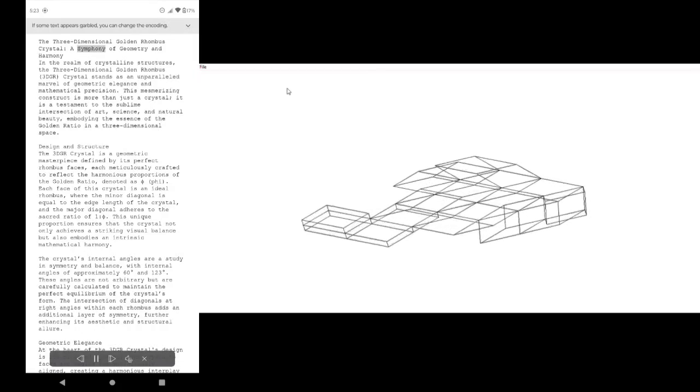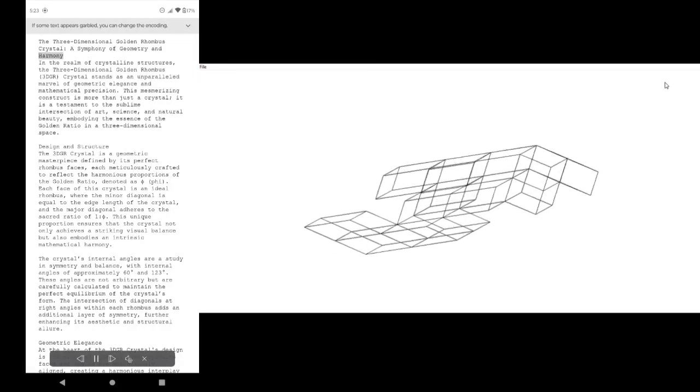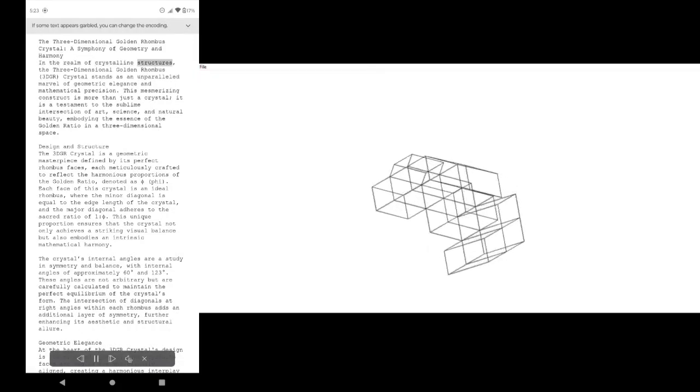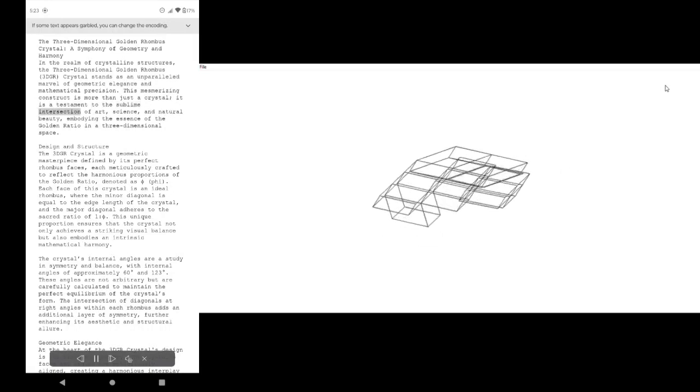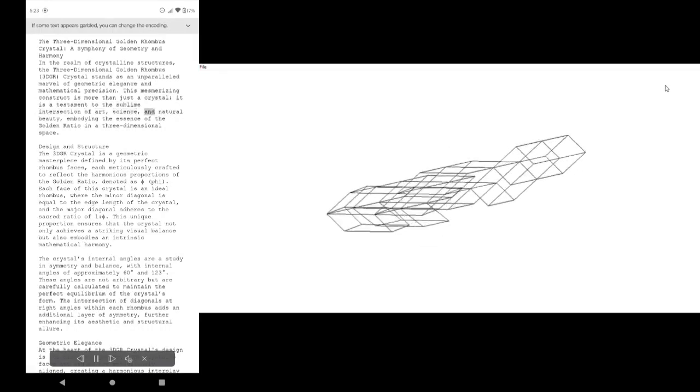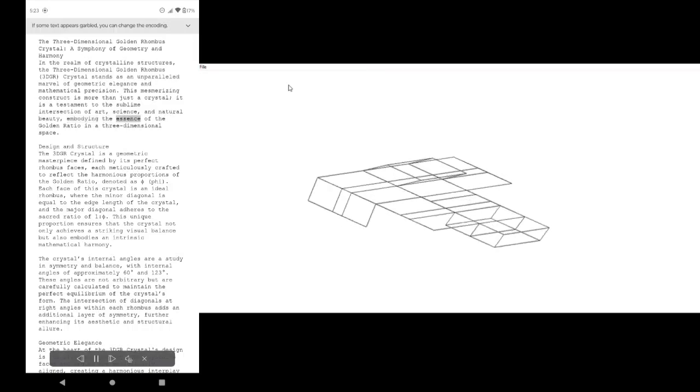The three-dimensional golden rhombus crystal, a symphony of geometry and harmony. In the realm of crystalline structures, the three-dimensional golden rhombus, 3D-GR crystal stands as an unparalleled marvel of geometric elegance and mathematical precision. This mesmerizing construct is more than just a crystal, it is a testament to the sublime intersection of art, science, and natural beauty, embodying the essence of the golden ratio in a three-dimensional space.